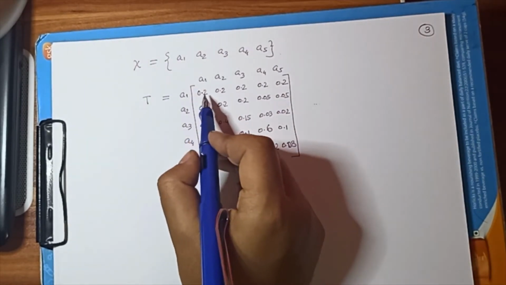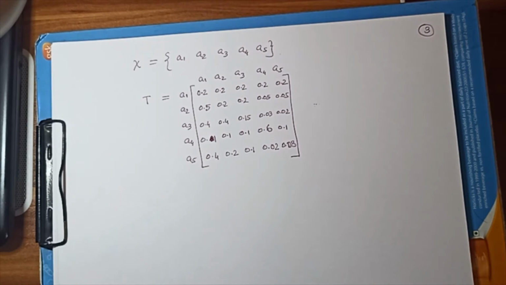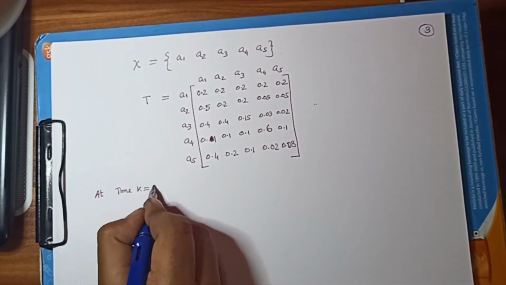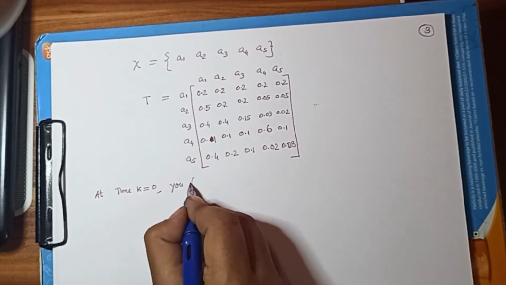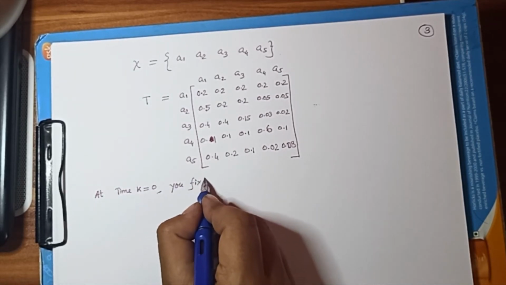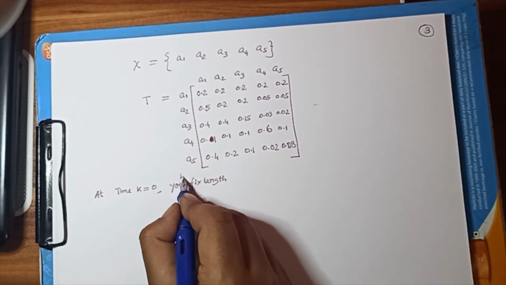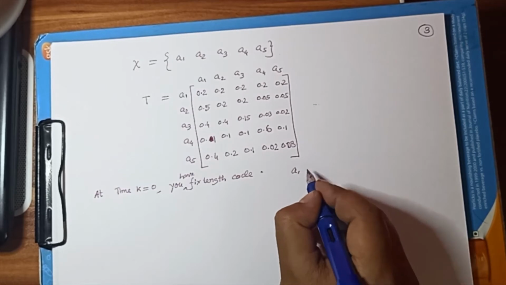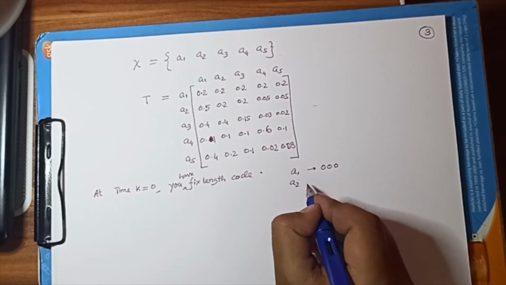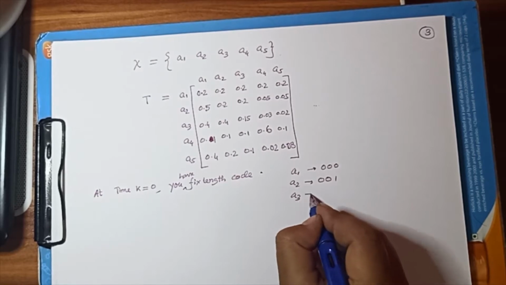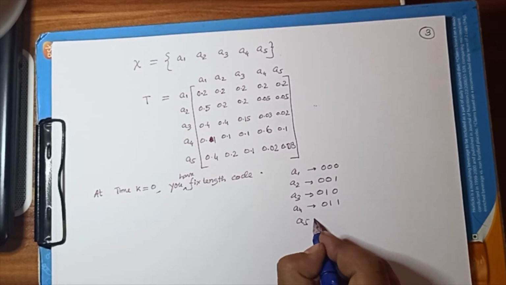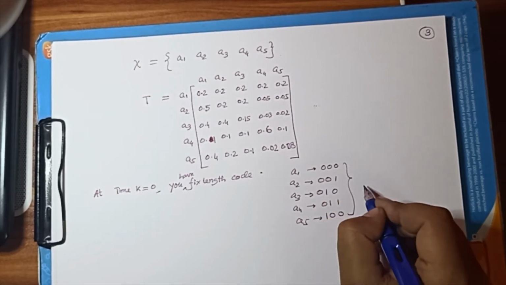Now for every row, you check that the row sums to 1, so every row is a legitimate PMF. For the first symbol at time k equal to 0, you have fixed length encoding. You code like this: A1 is 000, A2 001, A3 010, A4 011, A5 100. This is regular binary encoding.